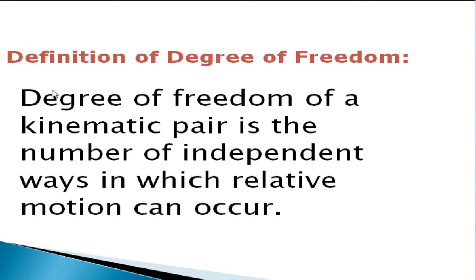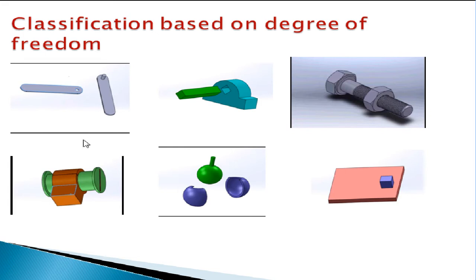Before we do that, let us briefly try to recall what we mean by degree of freedom. Degree of freedom of a kinematic pair is the number of independent ways in which relative motion can occur in that kinematic pair. With that, let us see how we classify the kinematic pairs depending on degree of freedom. Very often this degree of freedom we'll abbreviate as DOF. Depending on DOF, you can classify a kinematic pair as DOF1, DOF2, DOF3, DOF4 or DOF5.